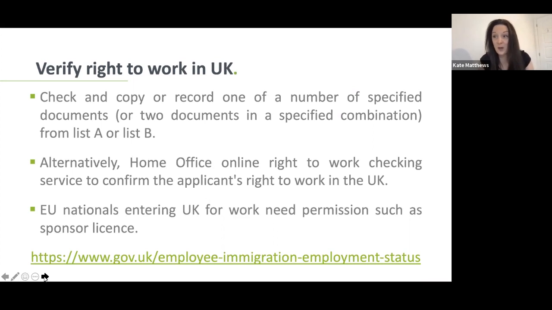Alternatively, there is also the Home Office online right to work checking service, which you can use to check that they have the right to work in the UK. It's a really good question there. Do passports have to be in date?